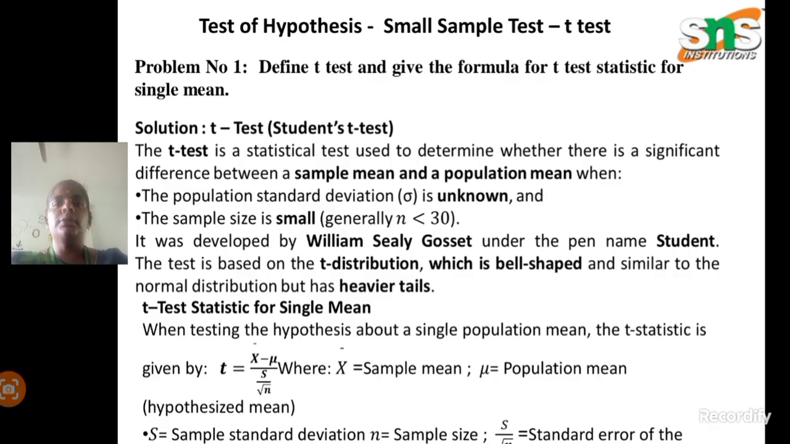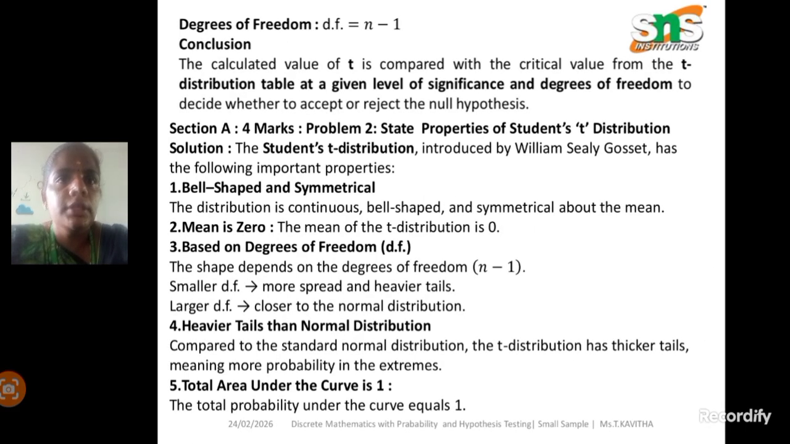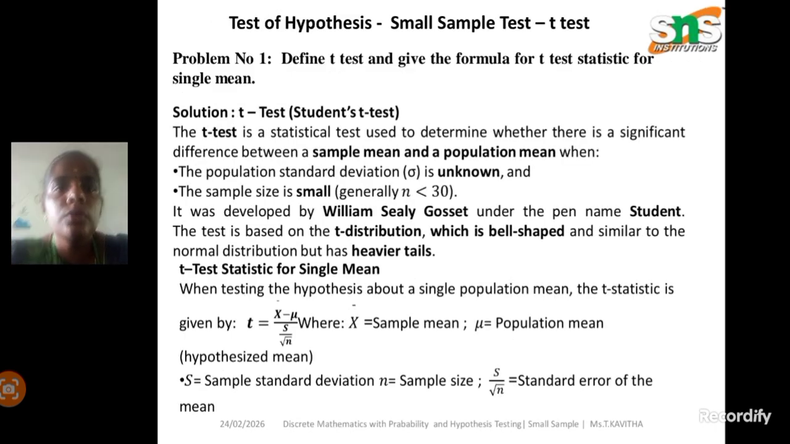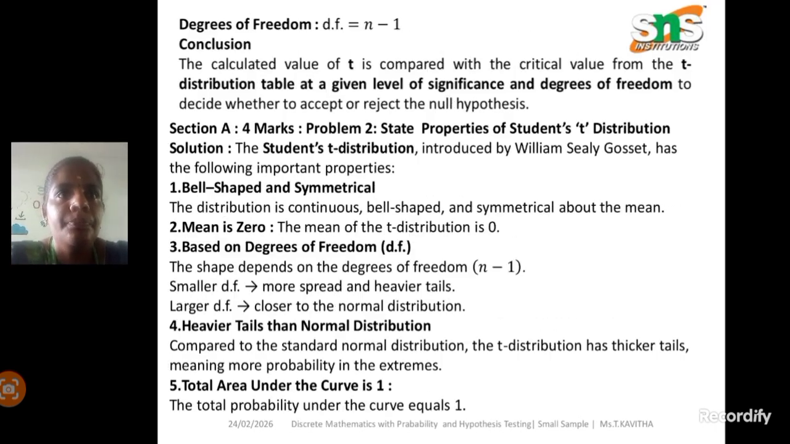For testing this hypothesis, we have a formula called the student t-test, otherwise the t-test. The formula is t equals x bar minus mu divided by s by root n. Here x bar is the sample mean, mu is the population mean, s is the standard deviation, and n is the number of samples. The denominator will give you the standard error of the mean.